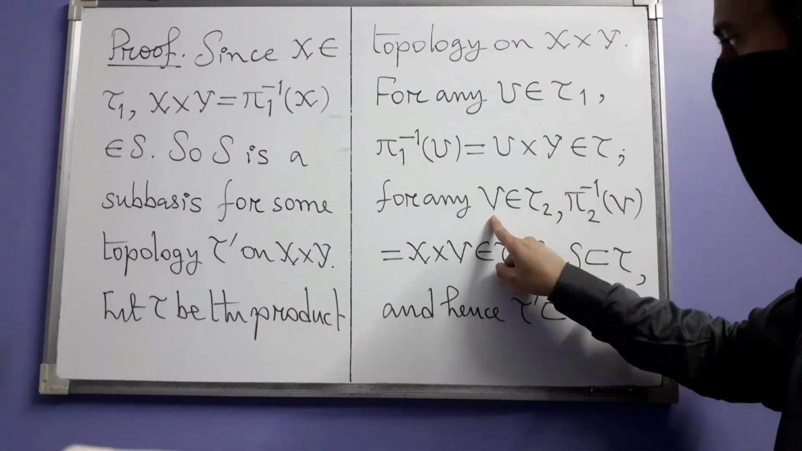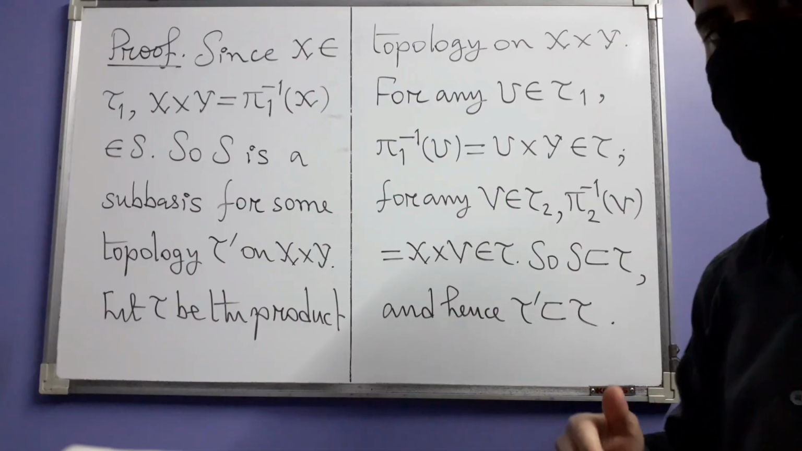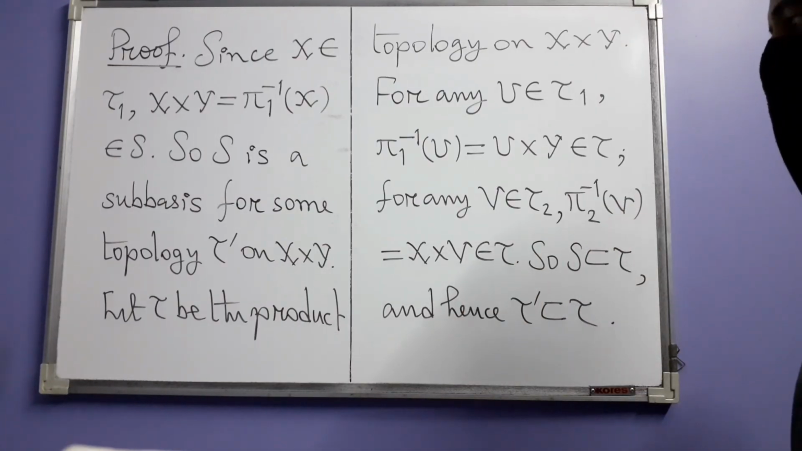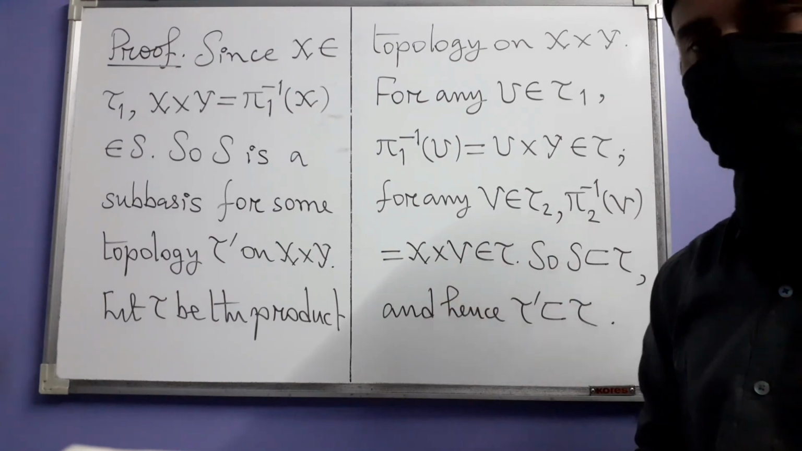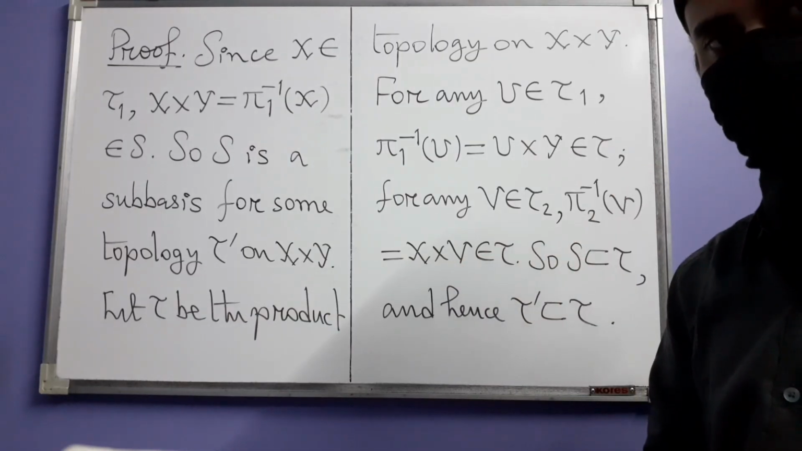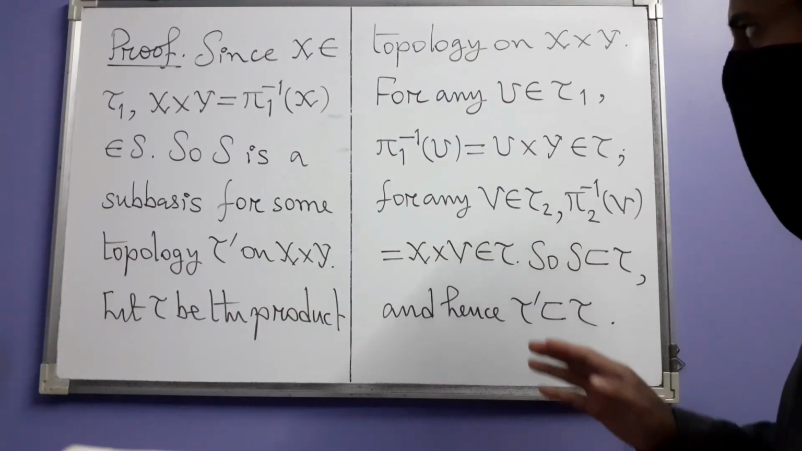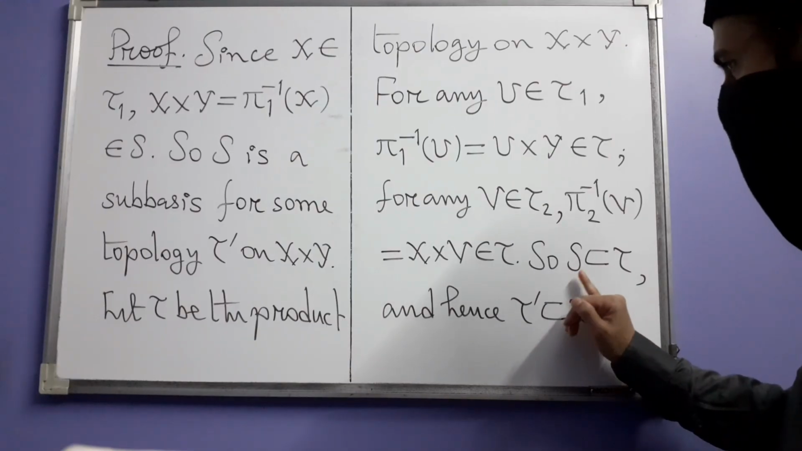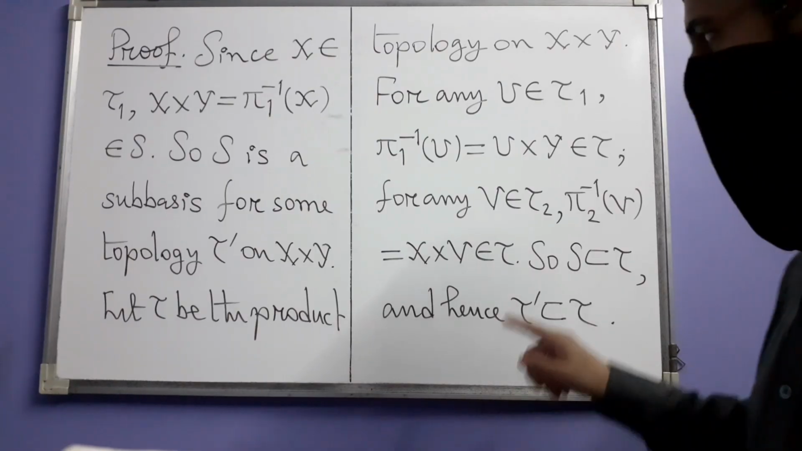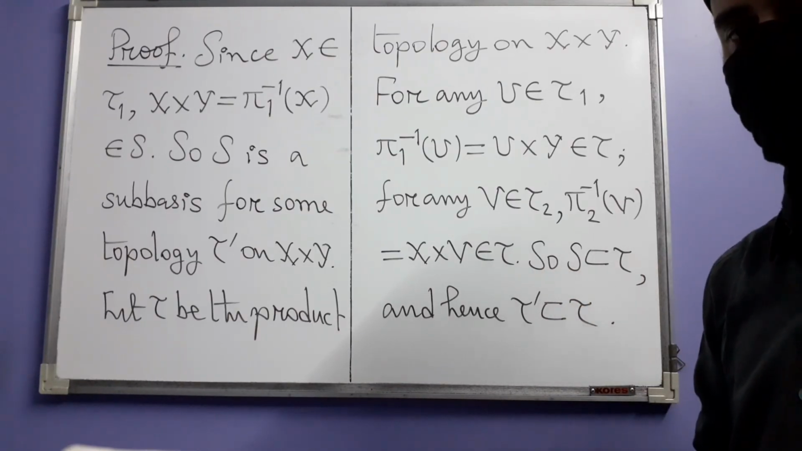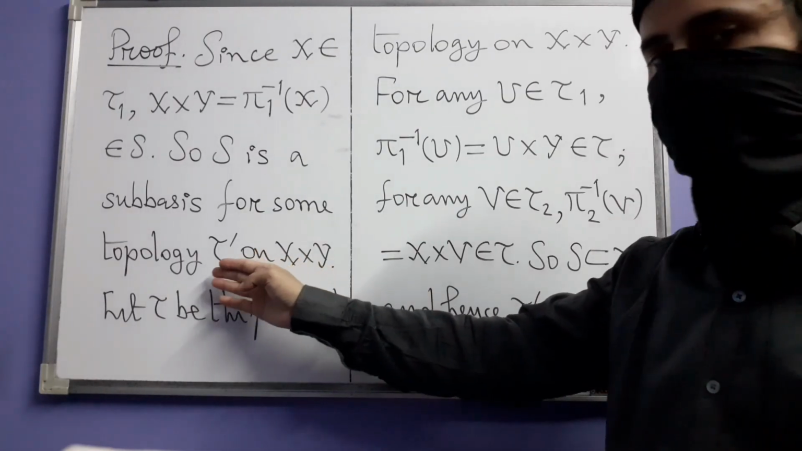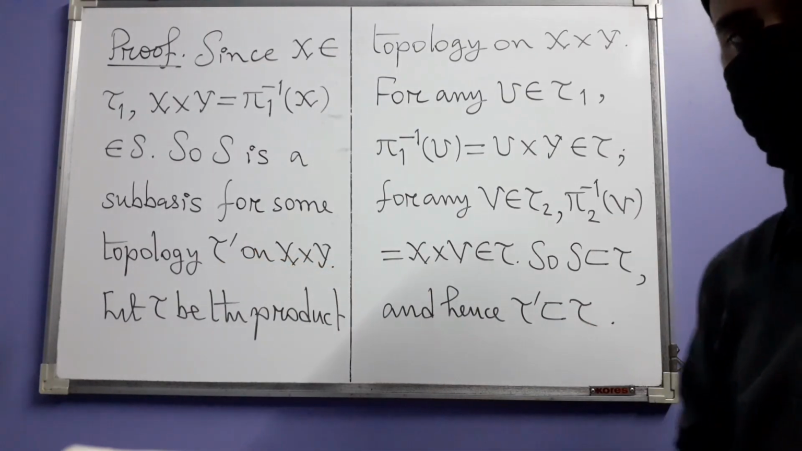Just like that, if you choose any set V in tau 2, that means you are choosing an open set V in the space Y. Pi 2 inverse of V turns out to be X times V, and this is also a basis element for the product topology, and as such it belongs to the product topology. In other words, any element in our collection S is inside the product topology, and that is why S is a subset of the product topology. But if S is a subset of the product topology, then the topology that S generates, that is tau prime, will also be a subset of tau.